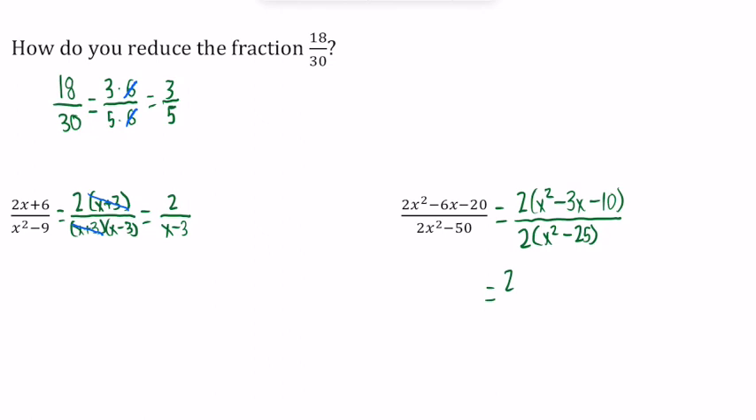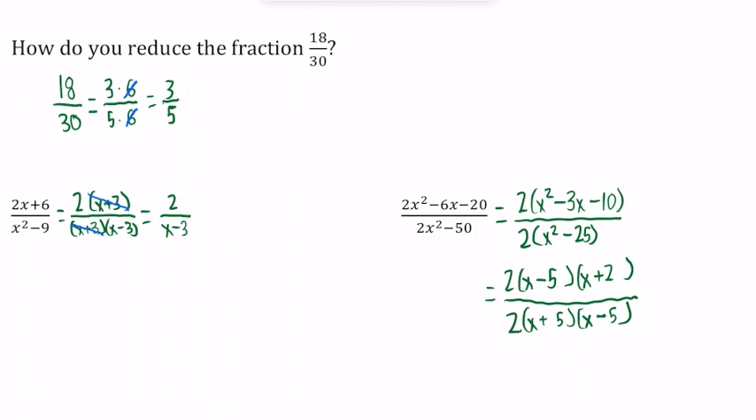Now on the top, to factor x squared minus 3x minus 10, we would have an x at the beginning of each group. To multiply to be a negative 10 but add up to a negative 3, we would need a minus 5 and a plus 2. On the bottom of our fraction, we have a difference of squares. The square root of x squared is x. The square root of 25 is 5. We put a plus in one group, a minus in the other group.